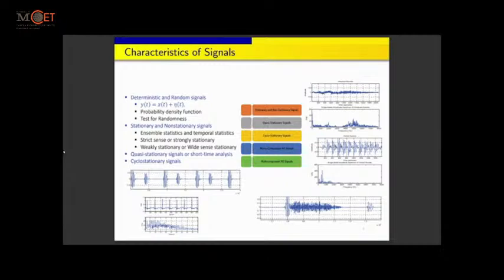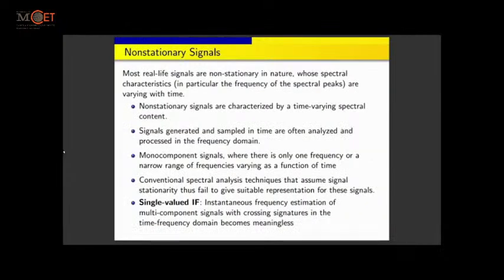If you are able to accurately estimate the instantaneous frequency, we are able to classify all kinds of signal in the world. But it is difficult. So therefore, we try to convert this type of multi-component into a monocomponent non-stationary. Then we'll apply Fourier tools to get the instantaneous frequency. So these are the examples.